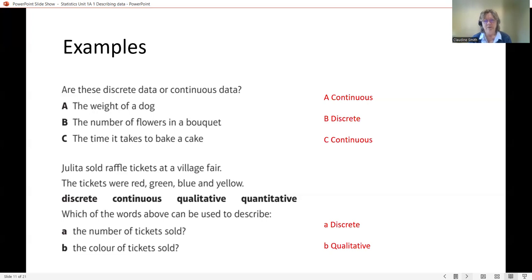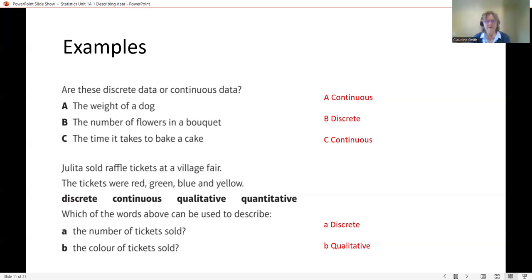You count the number of flowers, and they can only take integer values. The time it takes to bake a cake is continuous. So depending on how accurately you want to measure the length of time to bake the cake, the time taken can take any value on the numerical scale.